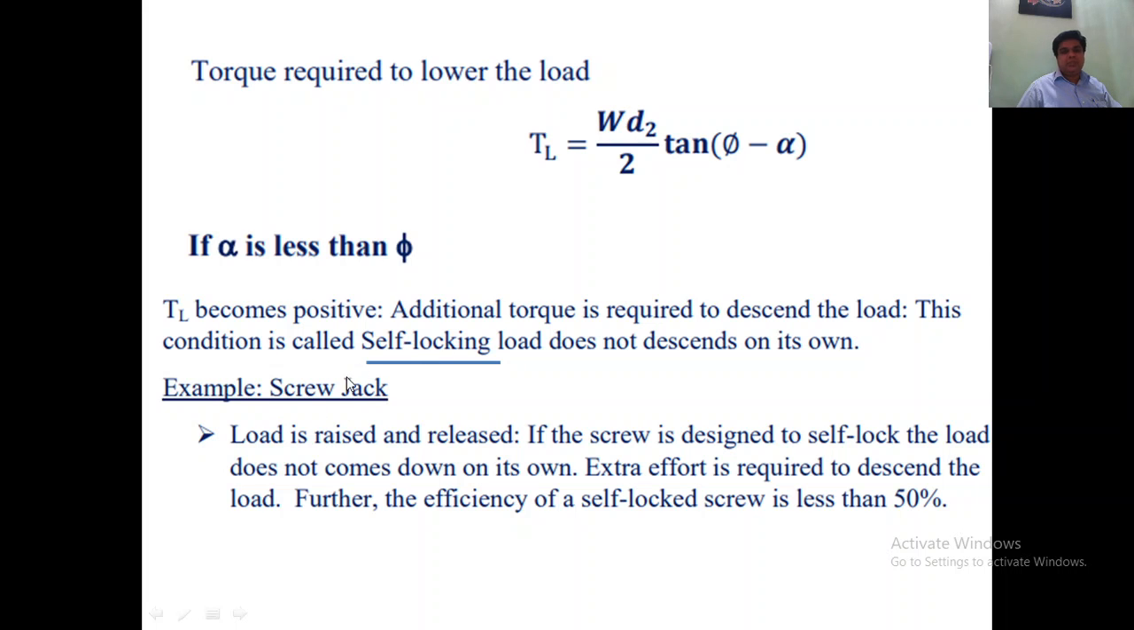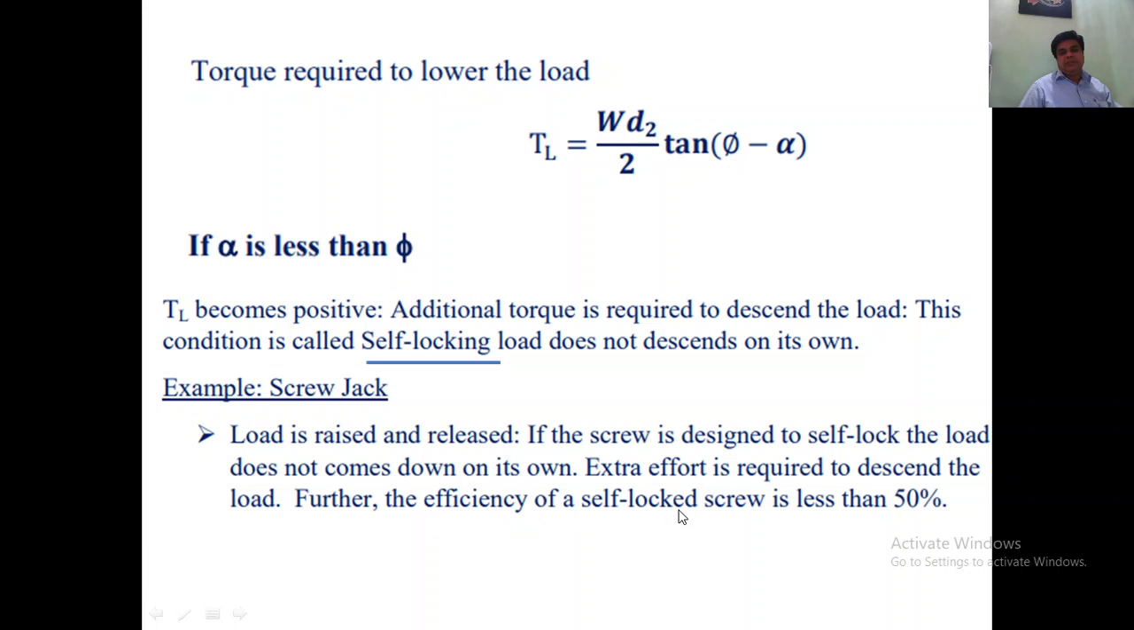So this is the best example. Here is the screw jack. Whenever we are replacing a wheel or tire in an automobile, we require a screw jack and we rotate it and the vehicle is lifted, and the vehicle has to remain at that position. The load has to be maintained at that position, it should not come down. So we want the power screw to hold that load or lock that load from falling down. That is called self-locking. Here if you want to lower the load, again extra torque or effort has to be applied.